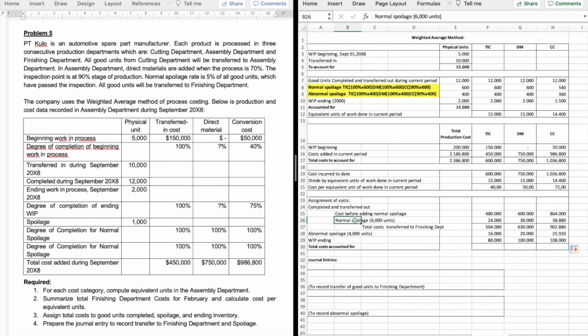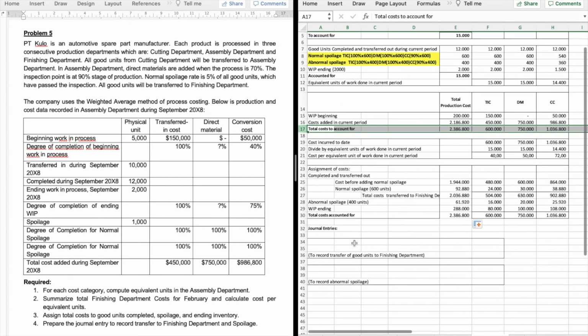Okay, so I think this is a typo. It should be 600 units and here should be 400 units. Okay, so now we can calculate the total cost accounted for by adding the total cost transferred to finishing department, the abnormal spoilage, and the ending work in process. Also, don't forget to calculate for the 3 cost categories. And to make sure whether your calculation is right or not, you should have the same amount for the total cost accounted for and the total cost to account for in step 3.